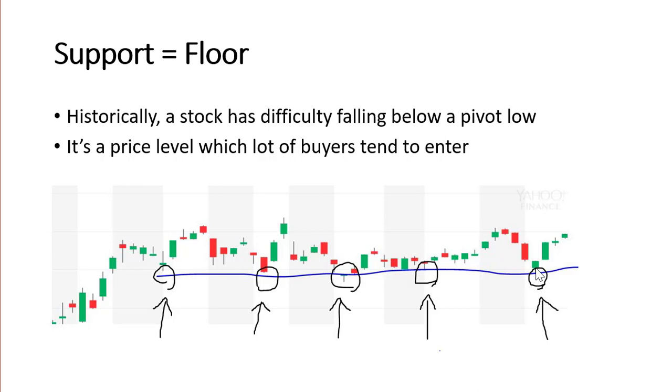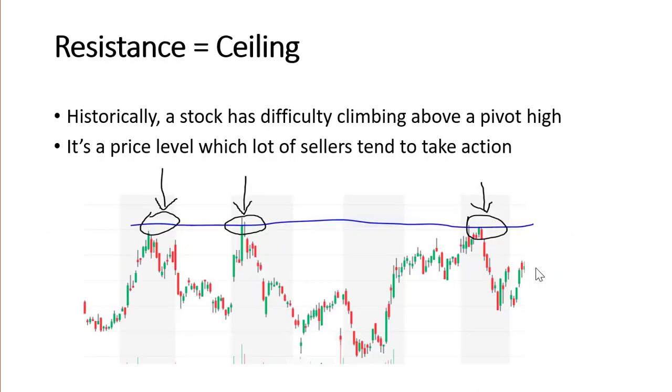Resistance. Resistance is also known as ceiling. Like here, stock goes up, hits the ceiling, falls down. Again it goes up, hits the ceiling and falls down. This obviously is a line of resistance. Price levels at which sellers are continuously coming and pushing the stock back down. When there is more buying or selling pressure, these support or resistance levels can be broken to form new support or resistance levels.